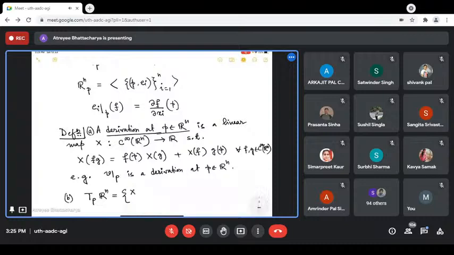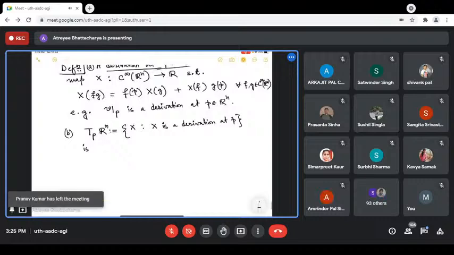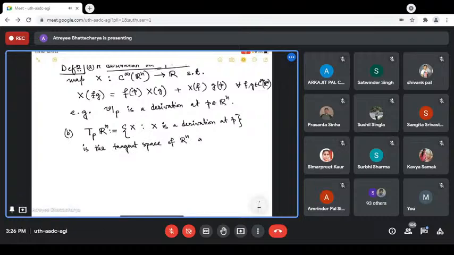such that x is a derivation at p, and this we define to be the tangent space of Rn at p.